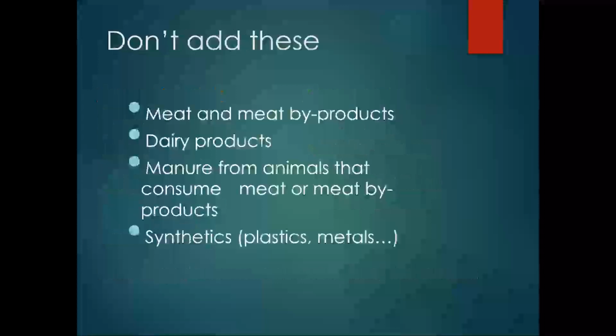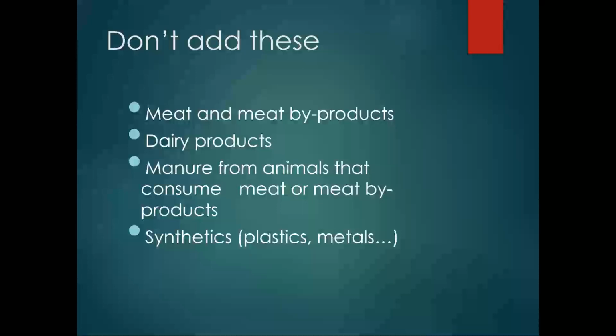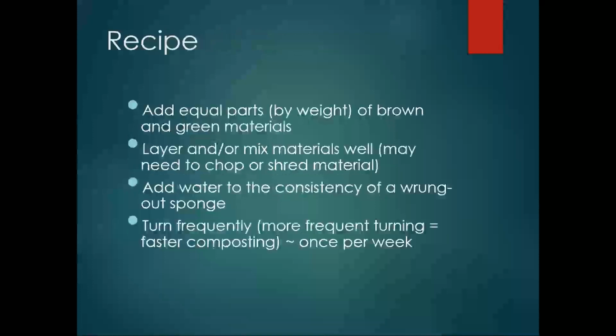So what do we want? We've already talked about not putting these products in. Don't put things in it that aren't going to decompose over your lifetime. Okay. We want equal parts of brown and green materials. Don't go and buy a special scale or anything like that. You can tell. You want to put about equal parts by weight of these materials, and you want to mix them thoroughly in the compost, or you want to layer them.